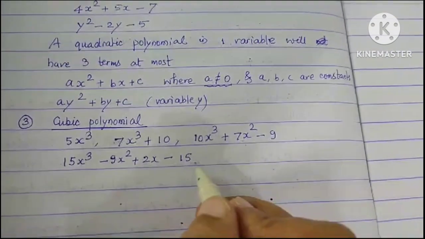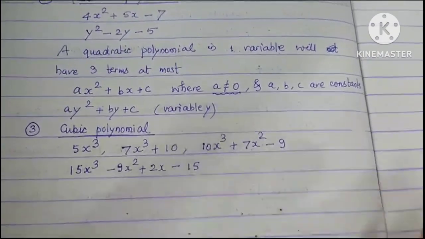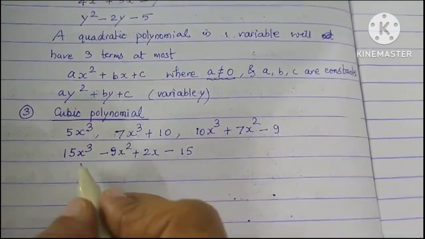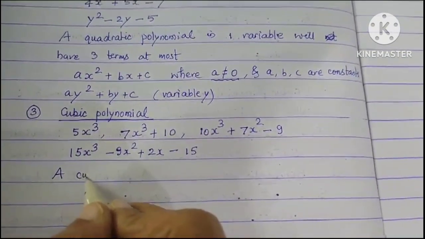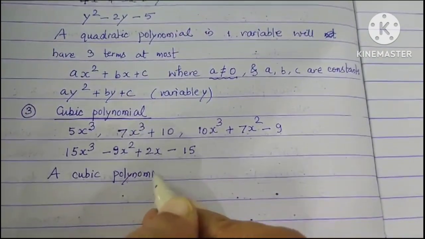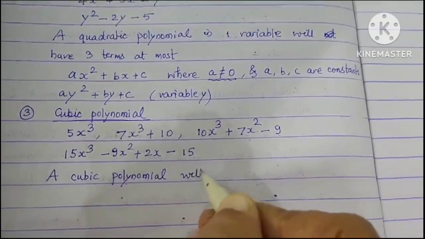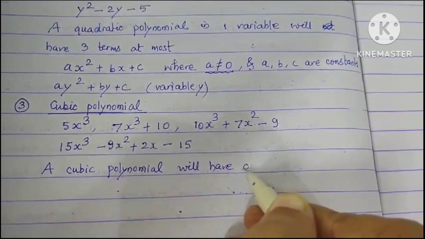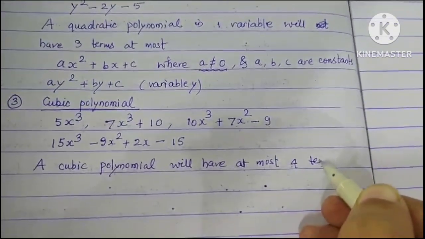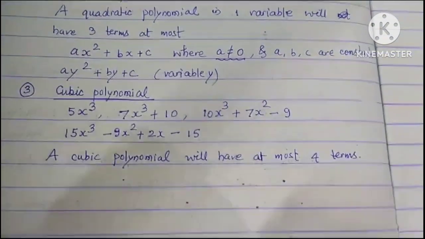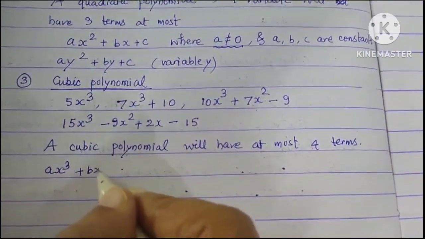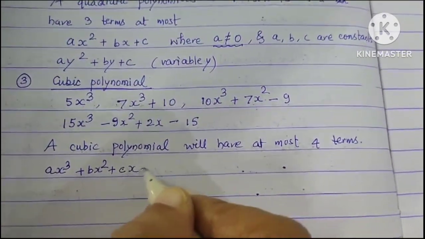But you cannot write more than these 4 terms. So a cubic polynomial will have at most 4 terms. And the general form will be like this: ax cube plus bx square plus cx plus d.